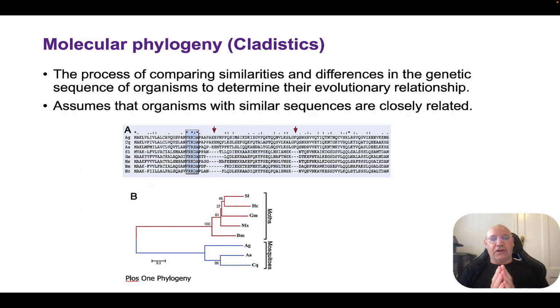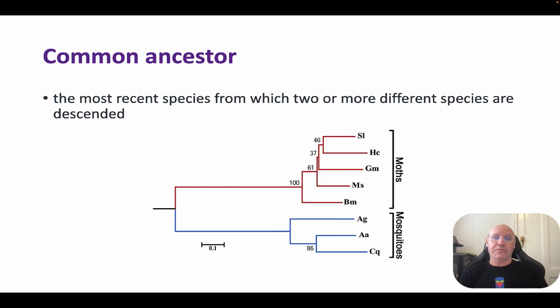mutations. So if that's molecular sequencing, cladistics or molecular phylogeny is the process of comparing these similarities and differences in the genetic sequences of organisms to determine that evolutionary relationship. Now, it makes several assumptions. The first one is that it assumes that organisms with similar sequences are closely related. It also assumes that there's a common ancestor. Now, a common ancestor is the most recent species from which two or more different species are descended.